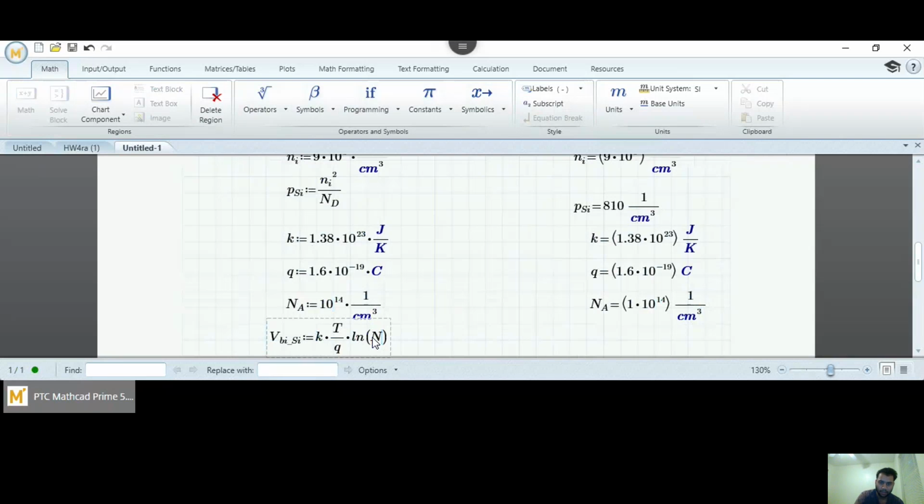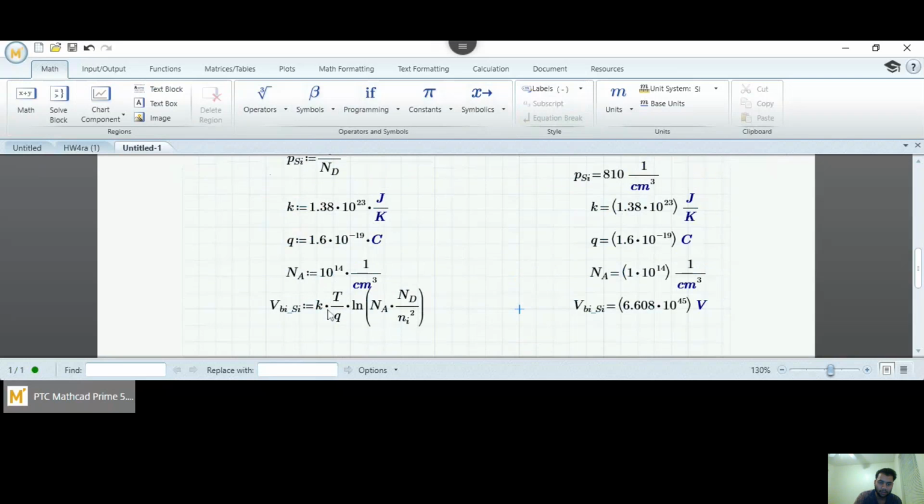Now I'm going to write N into Nd, which is divided by Ni squared. Now we are going to get the value of psi i of silicon. How much did we get here? We got a really large number. You know why we got a large number? Maybe because the N value here is really big. So it is K multiplied by T over Q, ln of Na into Nd over Ni squared.